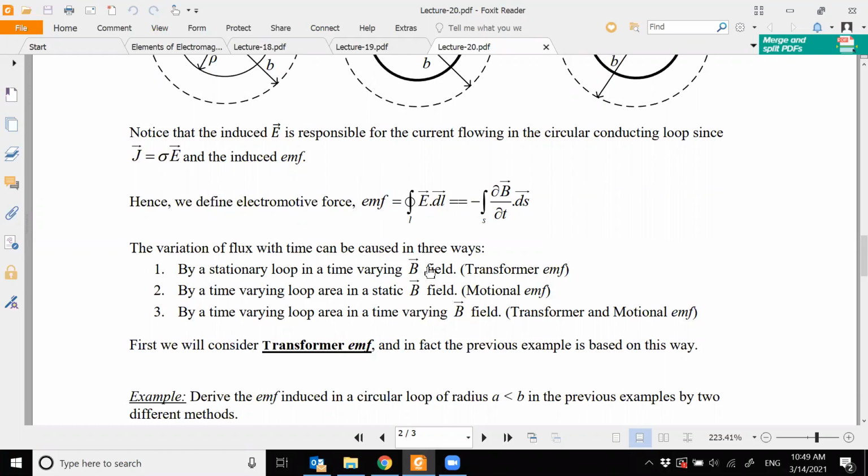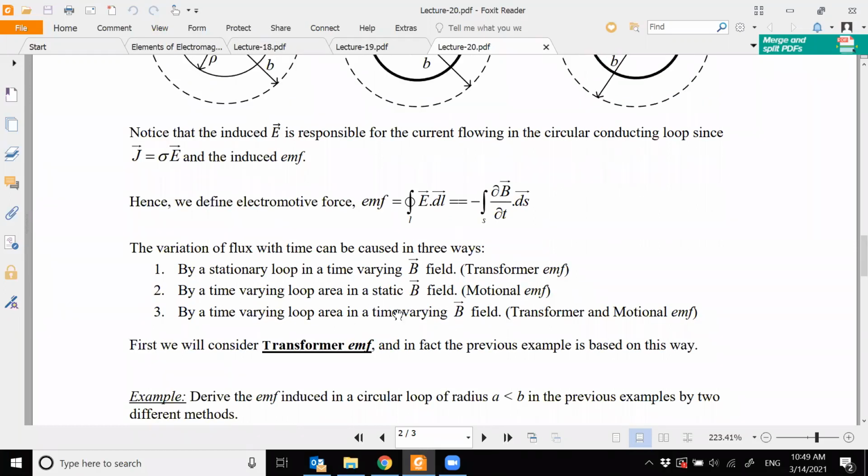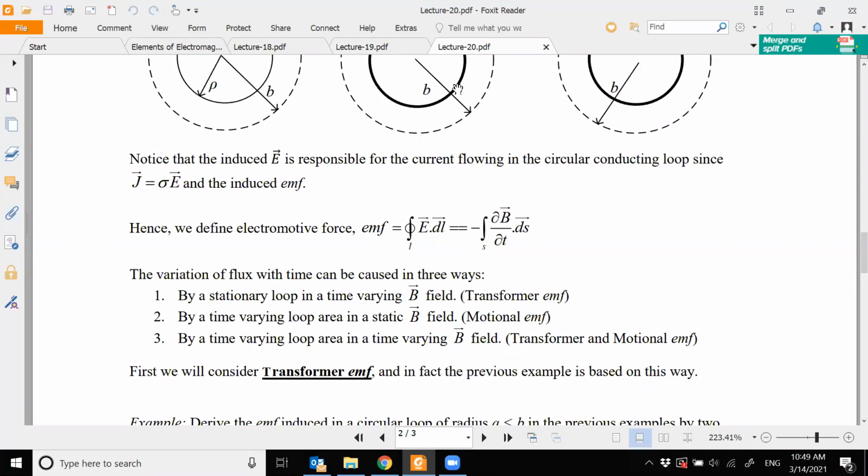Then you have the second type, where my magnetic flux density is stationary. That means my magnetic flux density is constant, but my loop is now moving. The loop is now moving with respect to time. Maybe it is vibrating. It is moving up and down. Then that can also generate an EMF, which is called motional EMF. And this is because of the motion of the loop. That means the loop is time varying.